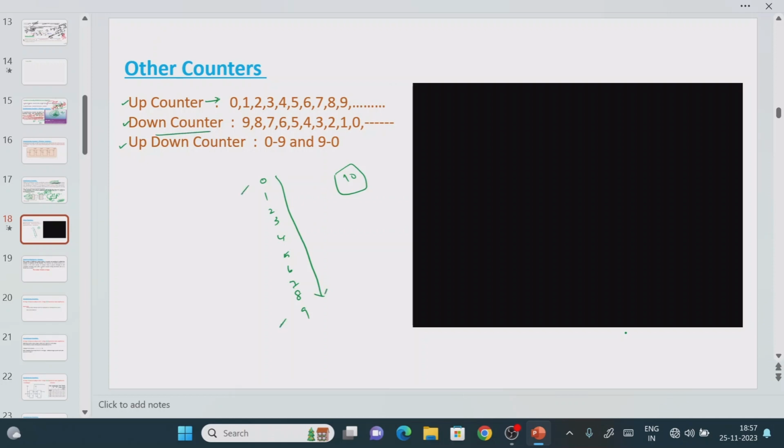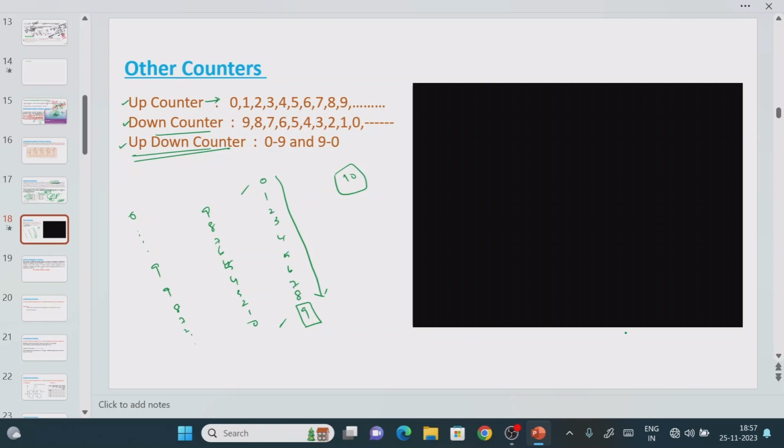So what do you mean by down counter? It goes from the higher value to the lower value, something like 9, 8, 7, 6, 5, 4, 3, 2, 1, 0. What do you mean by up-down counter? First it will perform the up operation, then it will perform the down operation.